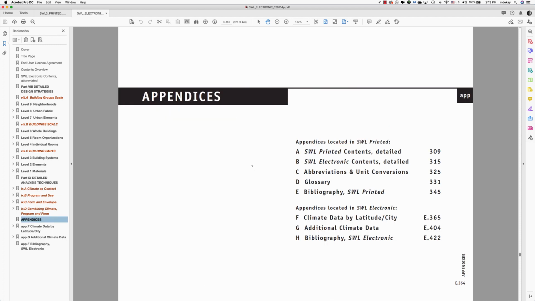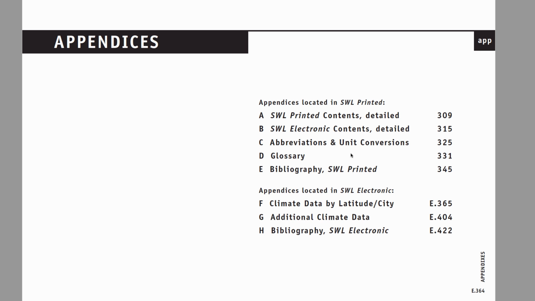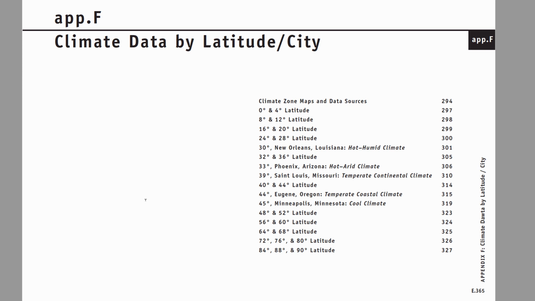Then we have the appendices. In the appendices, we've got detailed contents, we've got abbreviations, etc. And this is all from the printed volume, but now we're down to the electronic. So we have climate information there, climate by latitude and city. We just thought this was an interesting way to organize it. So everything occurs either by city or by latitude. And there's only 5 example climates where we're giving you climate data. So you see, for instance, New Orleans at 30 degrees, Phoenix occurs at 33, St. Louis at 39, Eugene, and Minneapolis. So a range of different climates, hot, cold, dry, humid, marine, etc.